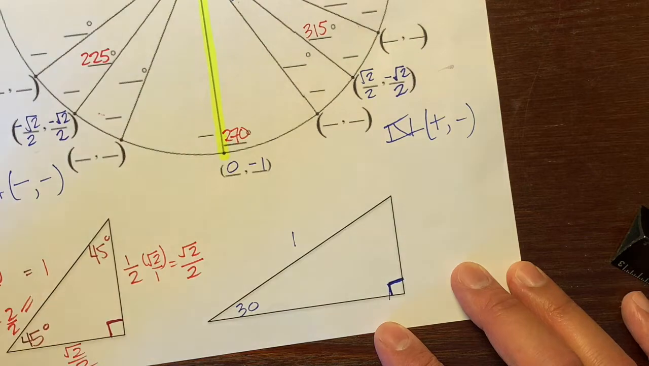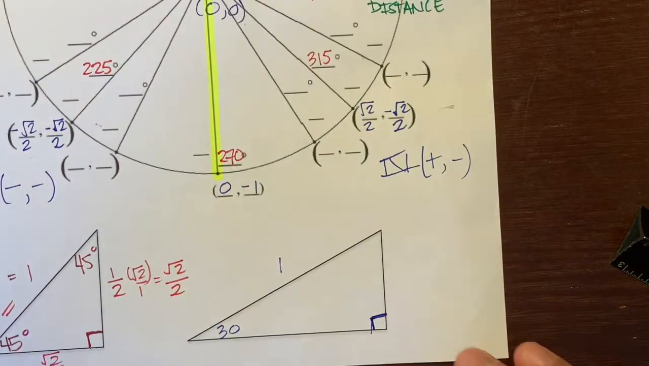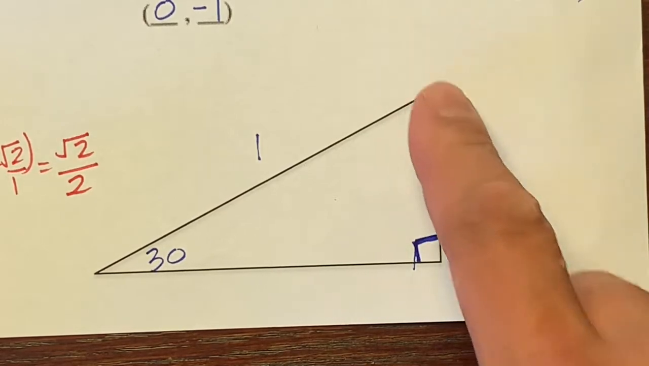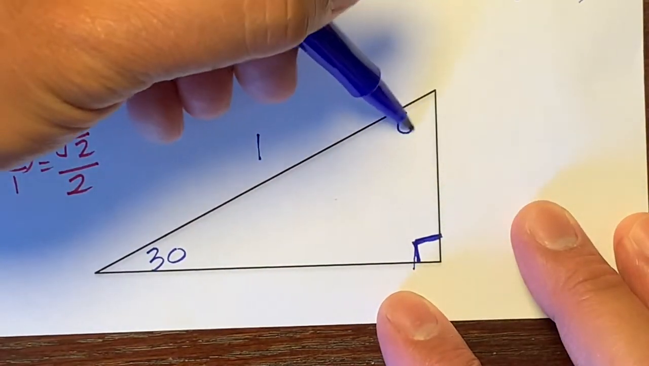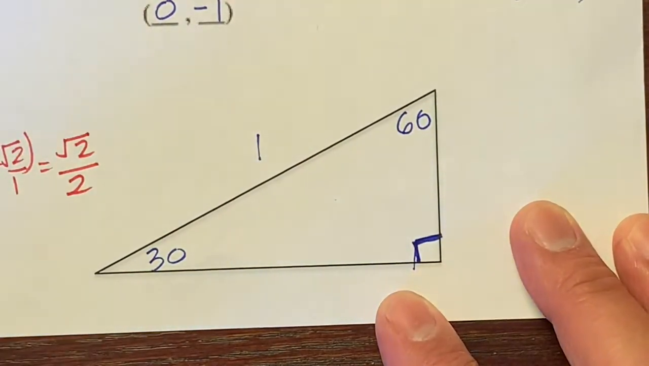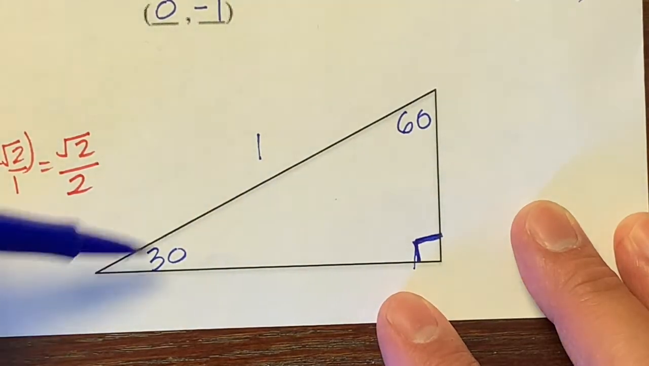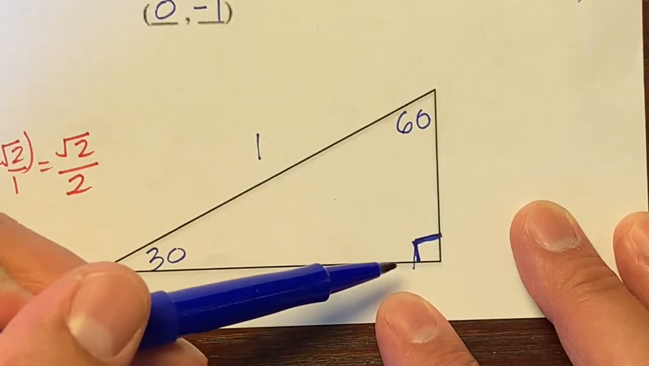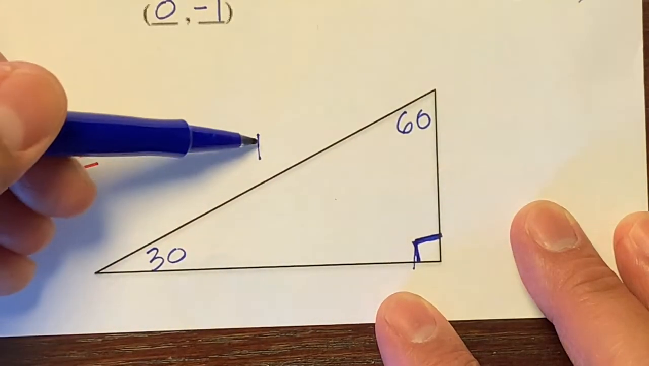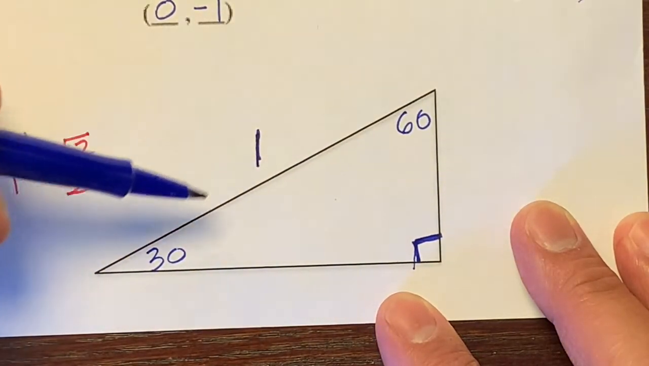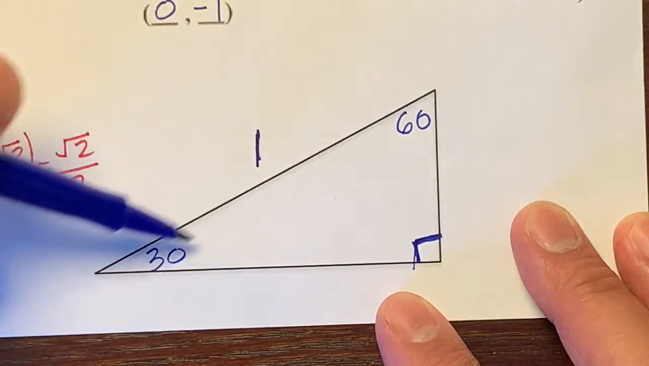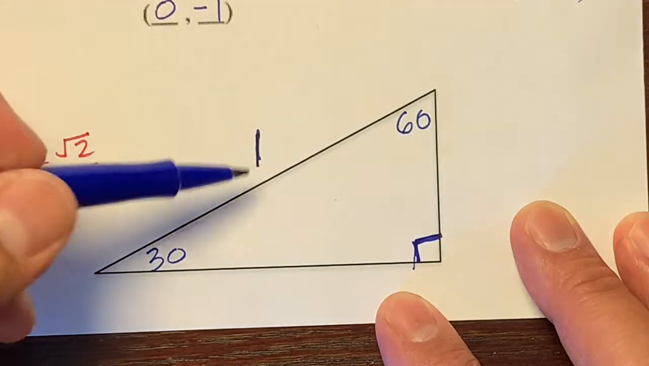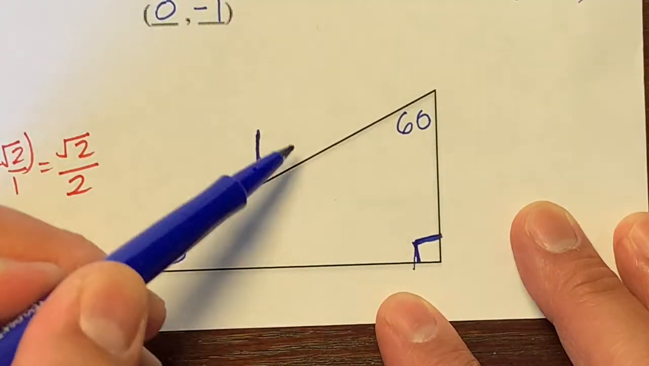You guys notice, hey, this is another special right triangle. If this is 30, this is 90, and then this angle right here is 60 degrees. So this is that second special right triangle, a 30, 60, 90 triangle. And we know what the hypotenuse is. It's 1 unit, because it's a unit circle, and this represents the radius of that circle. And it's the longest side because it's opposite the 90-degree angle.